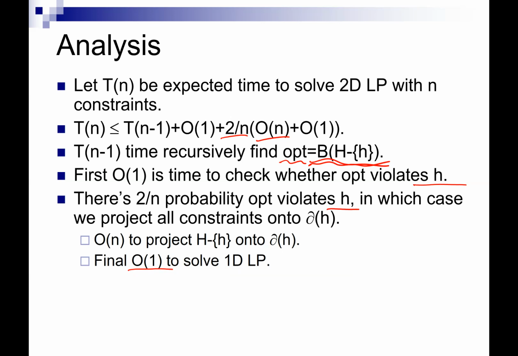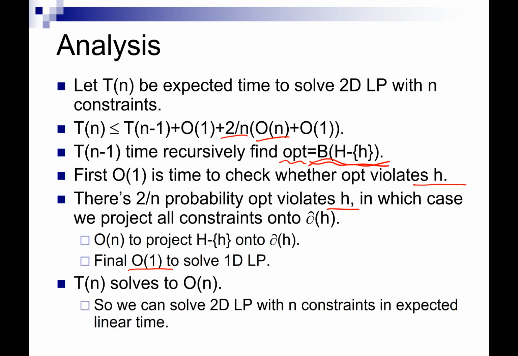Okay, so therefore we have this equation for the expected time complexity of the 2D LP. You can actually solve this. I'm not going to do this, but the solution to this equation comes out that T of n is order of n. And so that means that you can solve a 2-dimensional LP with n constraints in expected linear time.